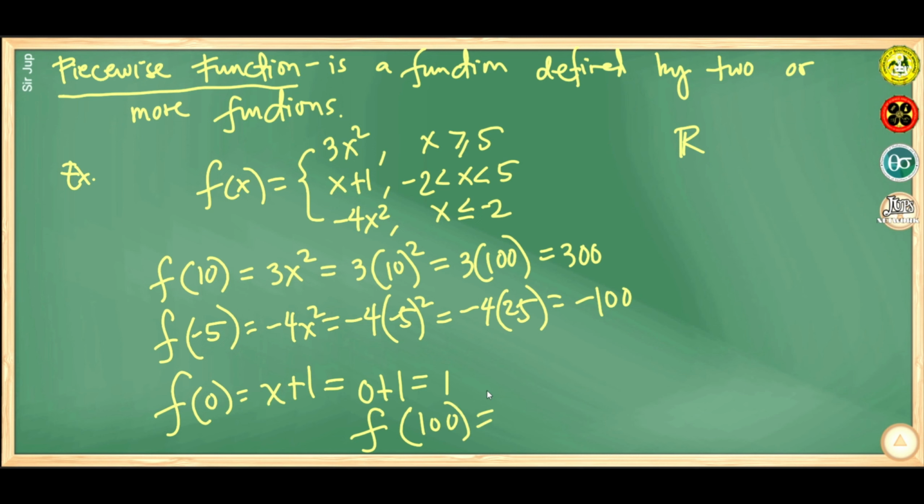So note that 100 belongs to x greater than or equal to 5, because 100 is greater than or equal to 5. So we use 3x squared, or 3 times 100 squared. So what is 100 squared? That is 10,000. So 3 times 10,000 is equal to 30,000. So that is the piecewise function.